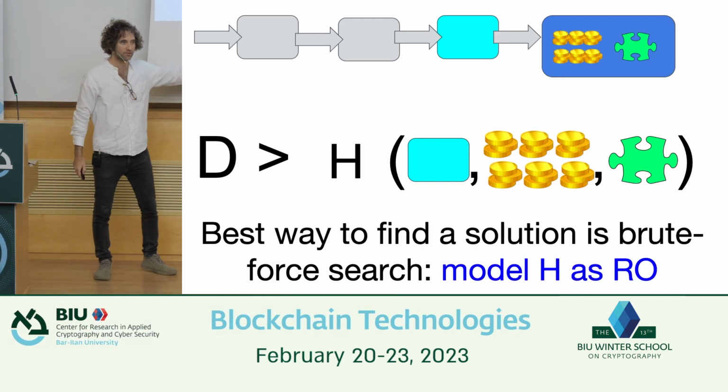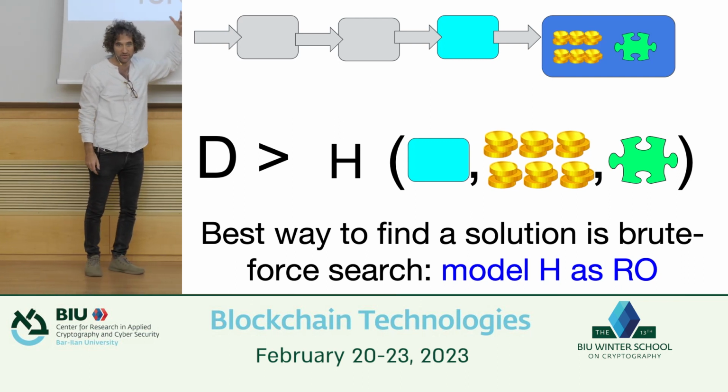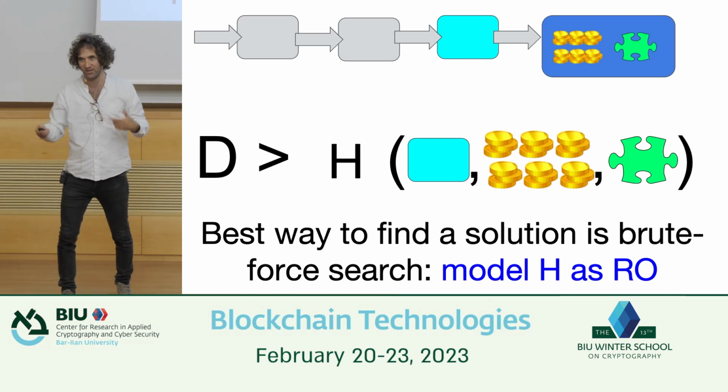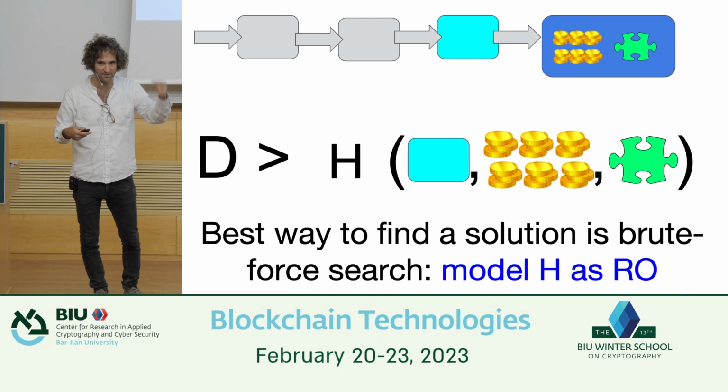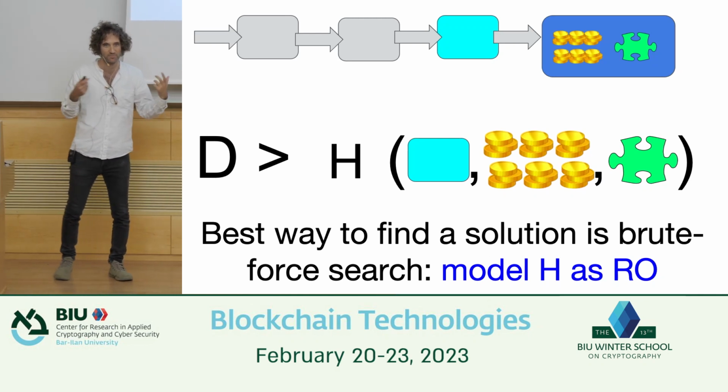Okay. All throughout today's talk, I'm going to assume that this hash function is a random function. It behaves like a random oracle. Okay? And what I mean by that is that the best way to use this is brute force search. Like calling this function is the best way to use it.